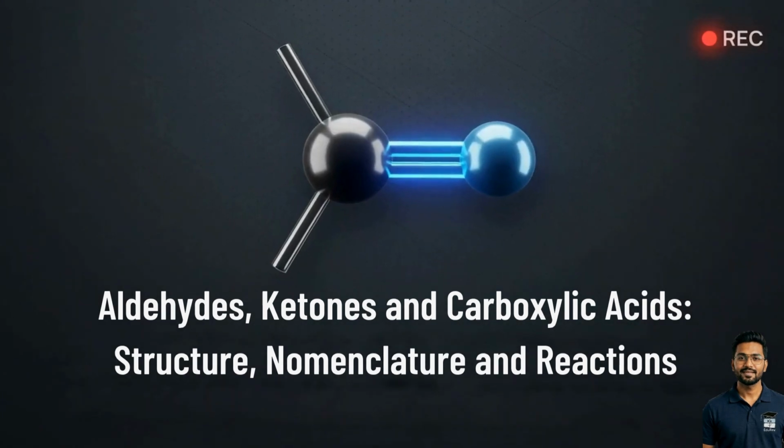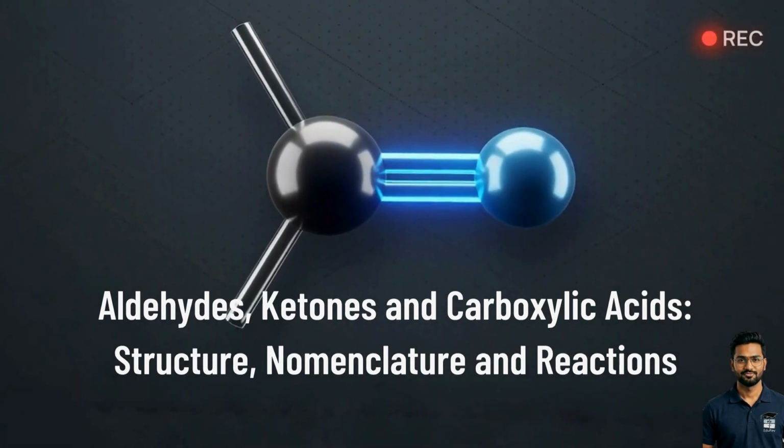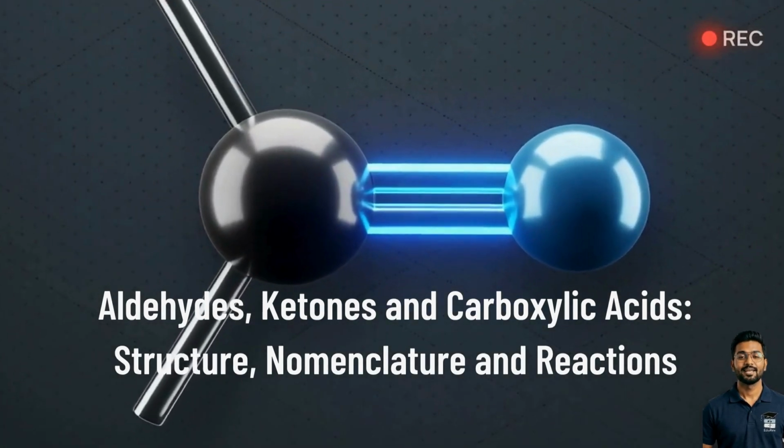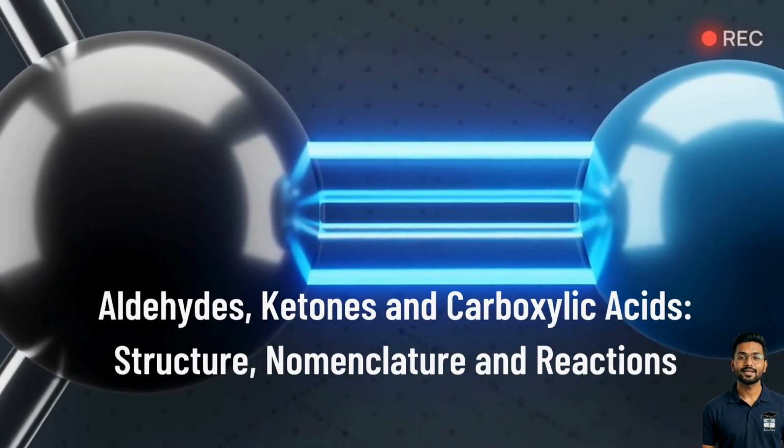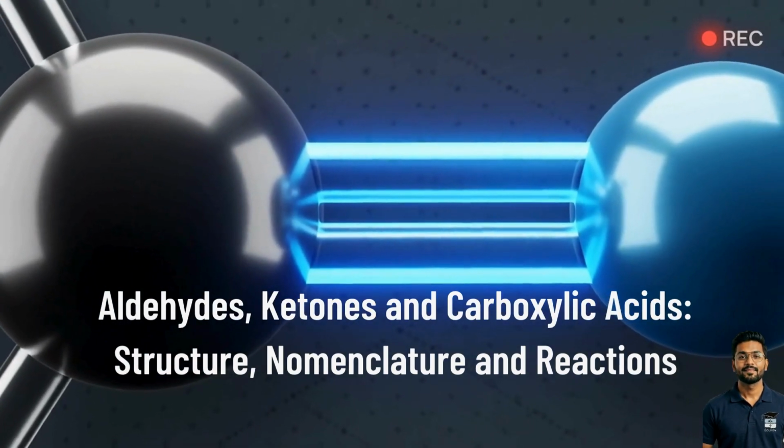This chapter is about one of the most important functional group families in organic chemistry: aldehydes, ketones, and carboxylic acids. The real task here is not to memorize names in isolation, but to understand how structure, naming, and reactions connect. Once that connection is clear, the whole chapter becomes much easier to handle.